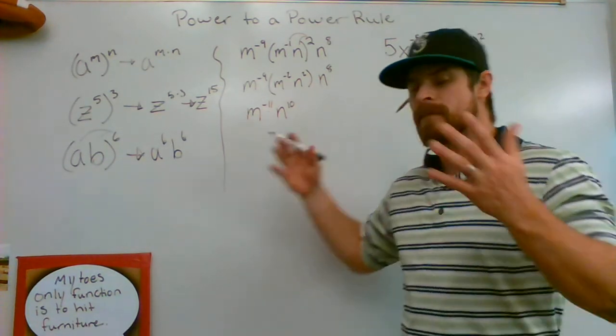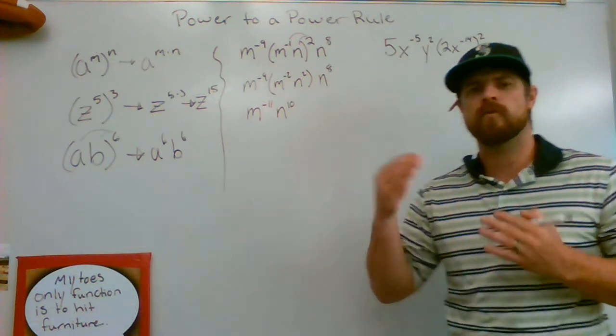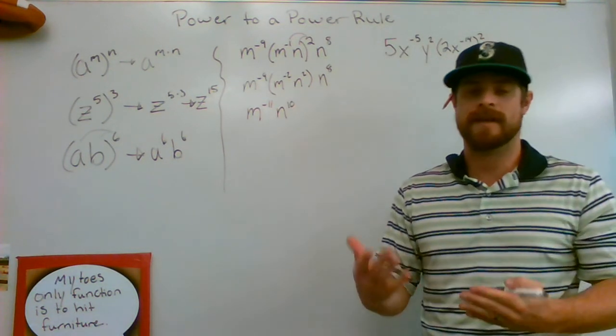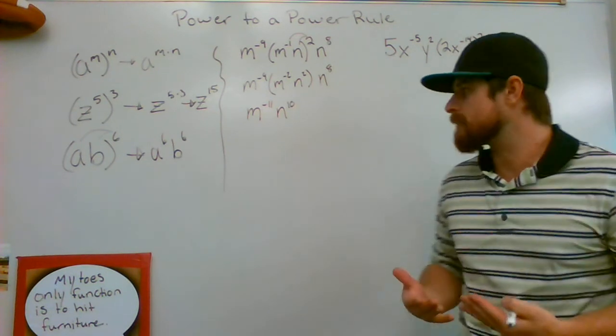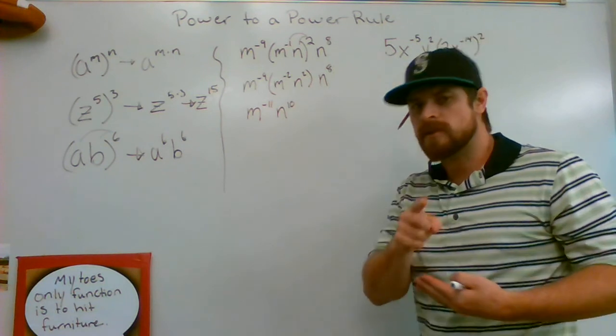I've got my m by itself, I got my n by itself, but we have one issue. If you've watched that video on what we do with negative exponents, we know we're not allowed to have them. So I can't stop with a negative exponent for an m. I need to do something to that.